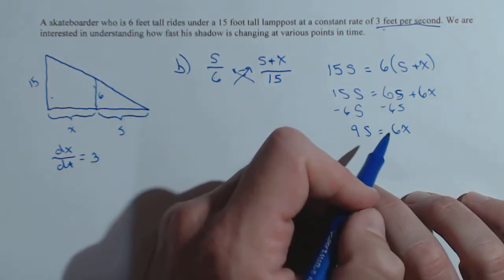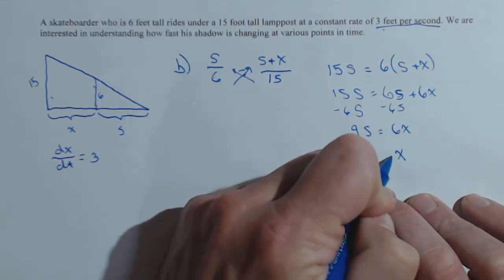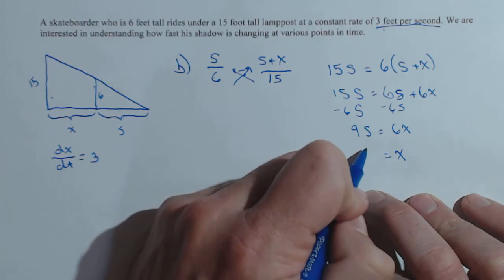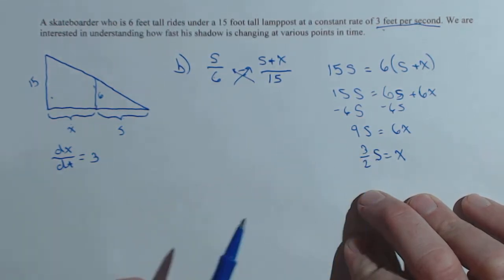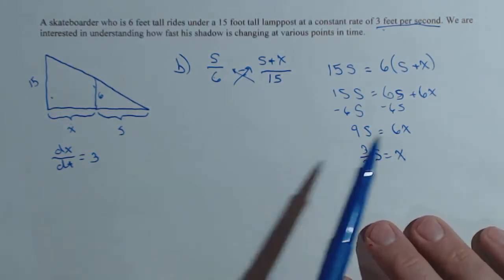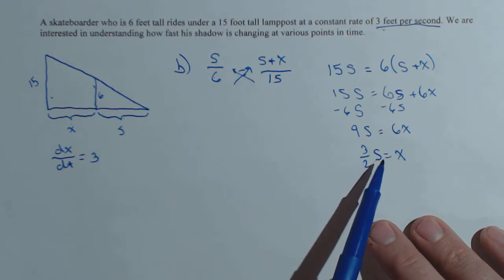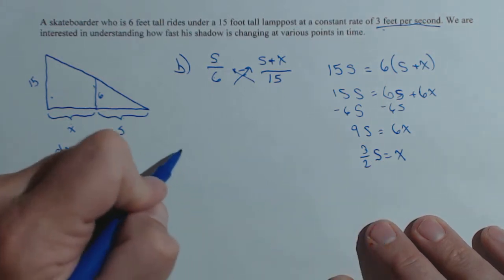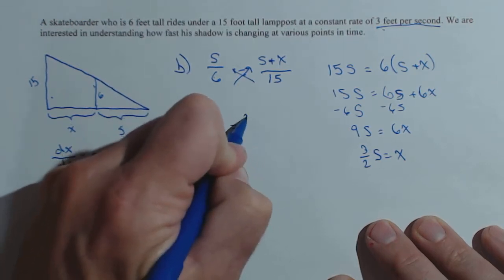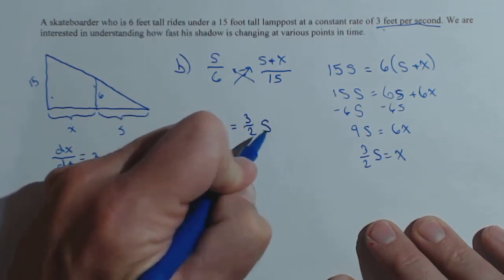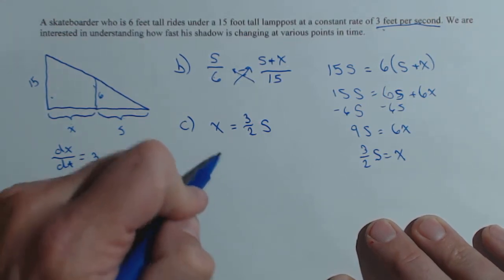And if we wanted to solve it for one variable or the other, maybe we'll solve it for x. We divide both sides by 6. We'll get x equals 9/6 s, or I'm just going to reduce the fraction, 3/2 s. So that's the relationship between x, which is the distance the skateboarder is from the lamppost, and s, the length of his shadow. Now we can use that relationship, x equals 3/2 s, to do our related rates and get the relationship between the way the rates are changing.